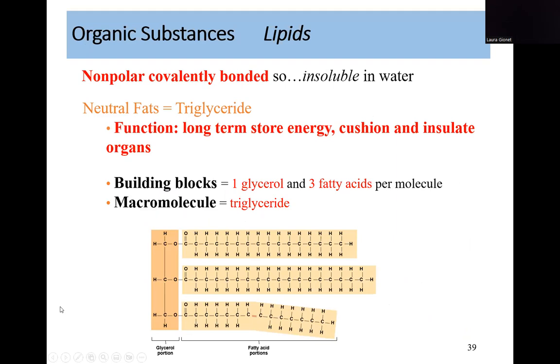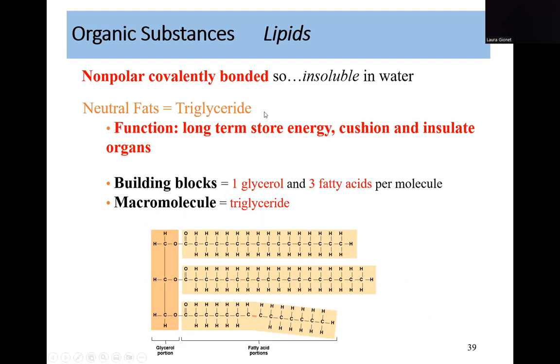Okay, the third family we're going to look at is the lipid or fat family. Fats are non-polar covalently bonded, so they are insoluble with water. They will be soluble in other fats or other non-polar covalently bonded, or neutral substances. Okay, so lipids, in our last category, go from macromolecule to building block. There is no in between.